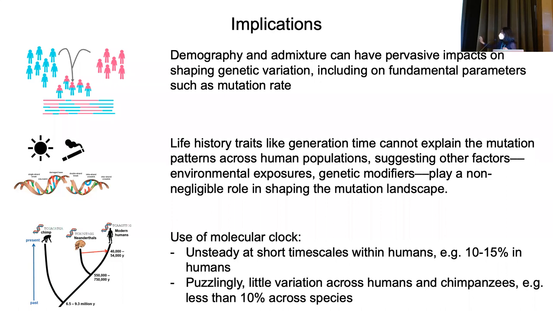And finally, in trying to use the molecular clock, some implications are really puzzling. When we compare mutations across species, we find very small differences. So when you look at humans and chimpanzees, I told you the rates differ by about 1% to 2%. But if you look at very short time scales, you actually find bigger differences, where mutations can differ by about 10 to 15%. So this suggests that over time, there is some stabilizing selection to maintain mutation rate at some optimal level.